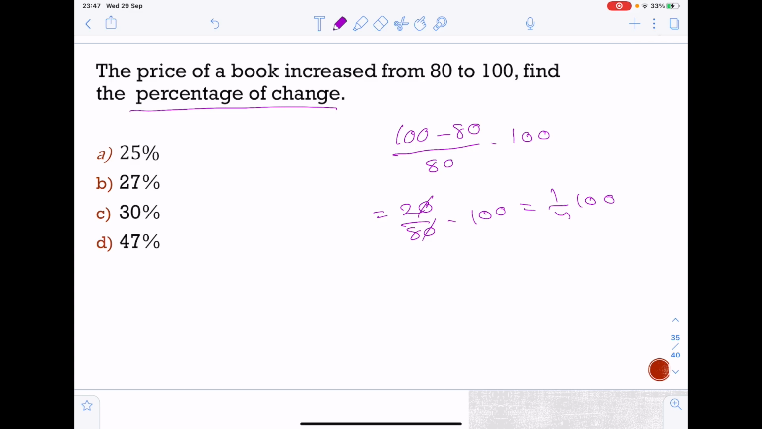What is a fourth of the 100? A fourth of the 100 is 25. So it's 25%.